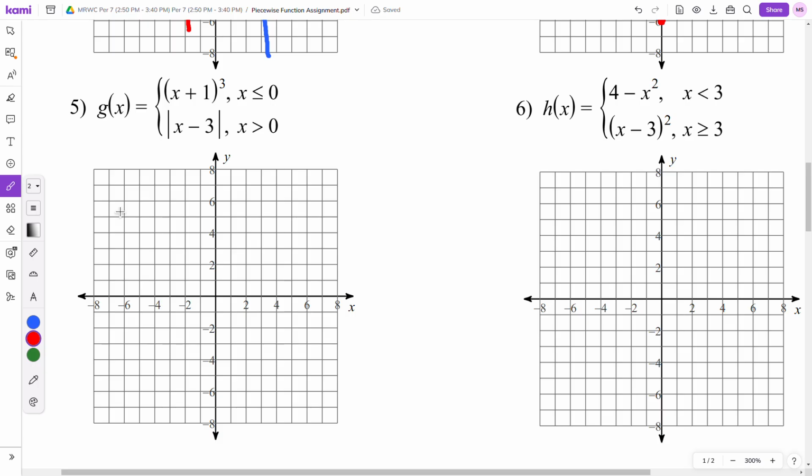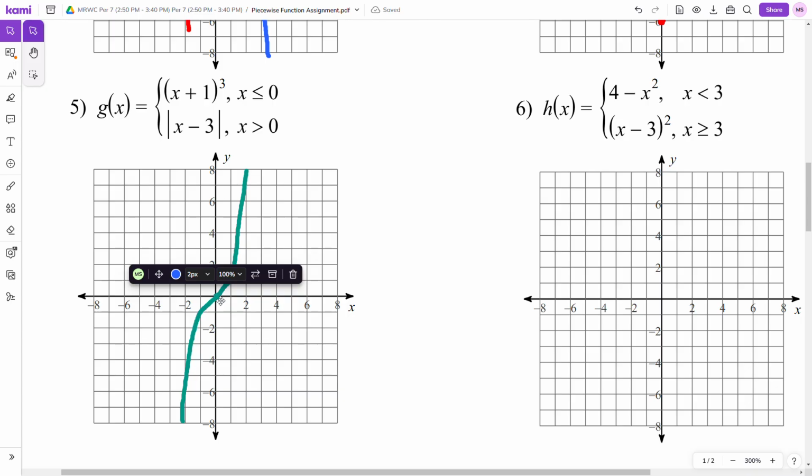Here we go. X plus 1 cubed is, of course, just a cube. If it wasn't the plus 1, if it was just a cube, it would look like this, more or less. But it's not plus 0, it's plus 1. Which direction does it go? Does it go up, down, left, or right?